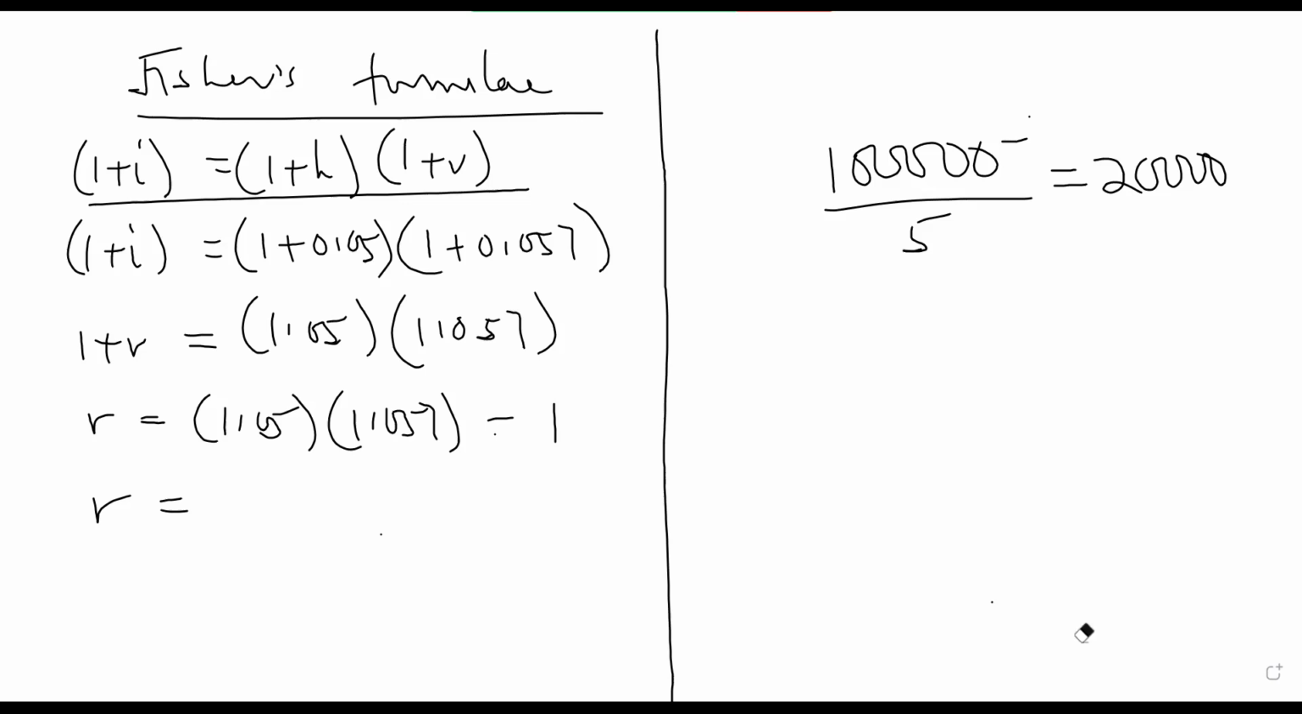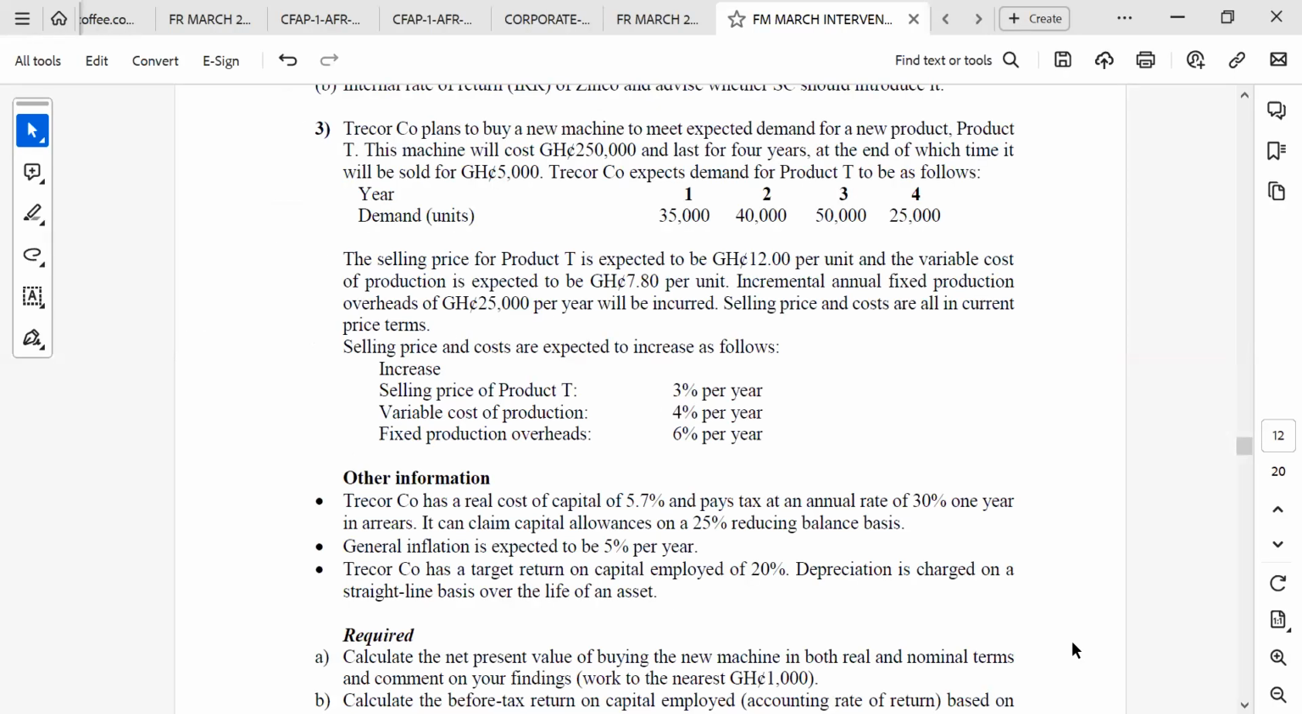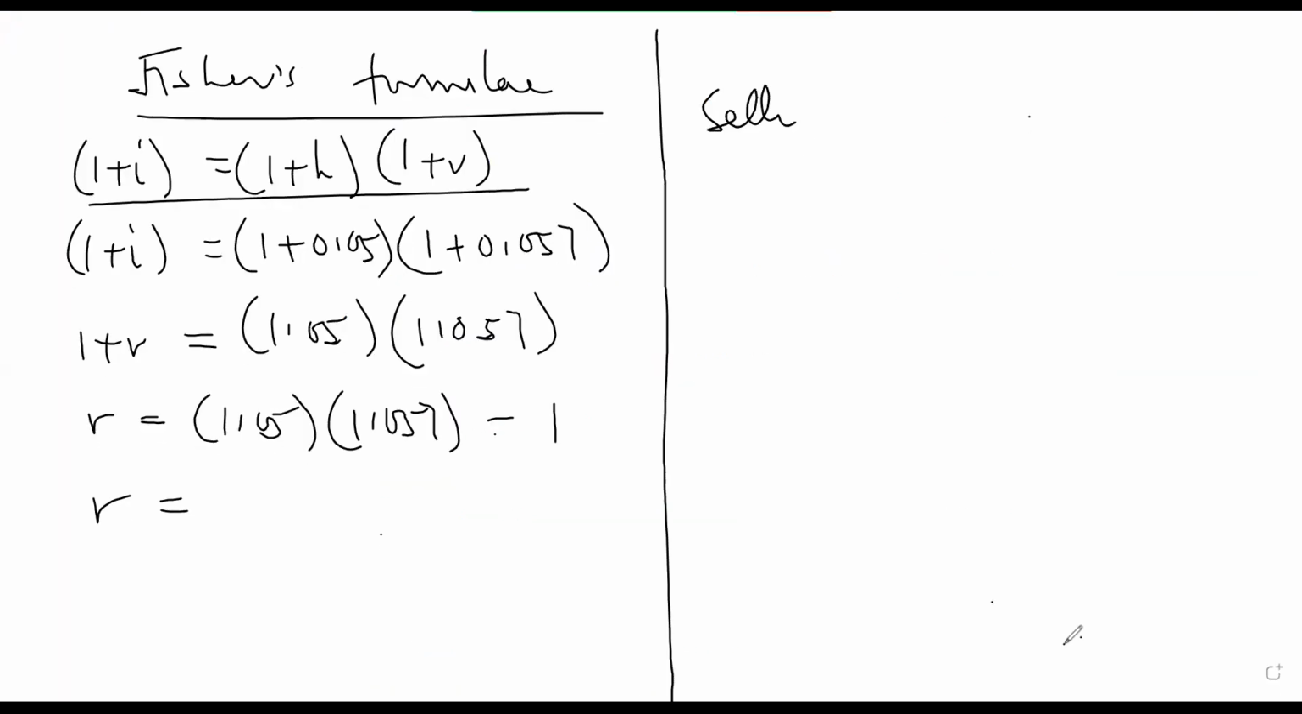Another thing that I want to talk about also is the inflation. If you look at the inflation for each of the items, okay, if you come here, you can see that selling price is 3% per year. So it means that every year will be 3%. You can get a question where the inflation rate will be different from each year. So maybe the selling price in current terms is 10 cedi. Okay, this is in current terms.